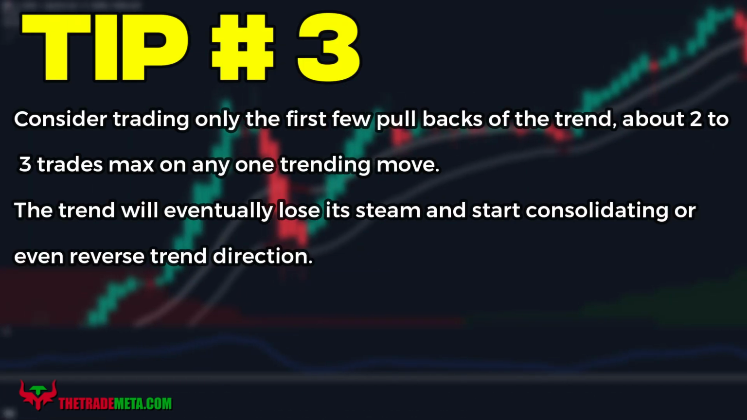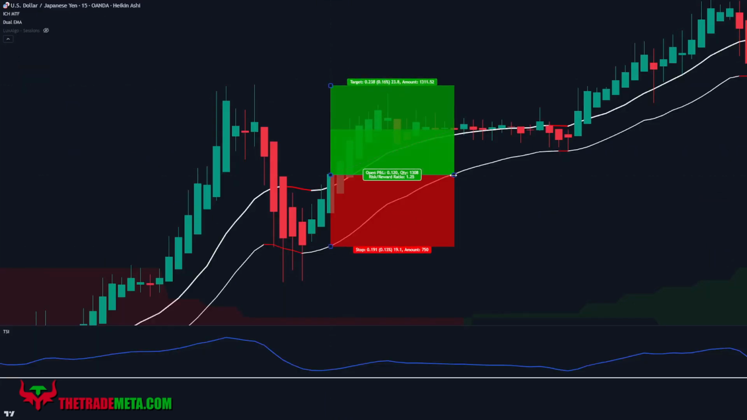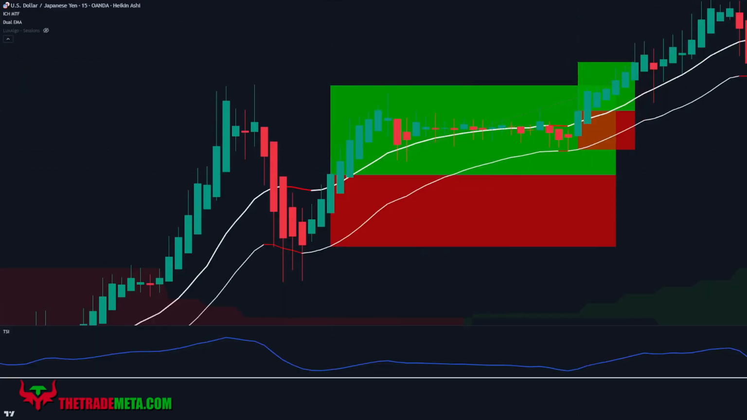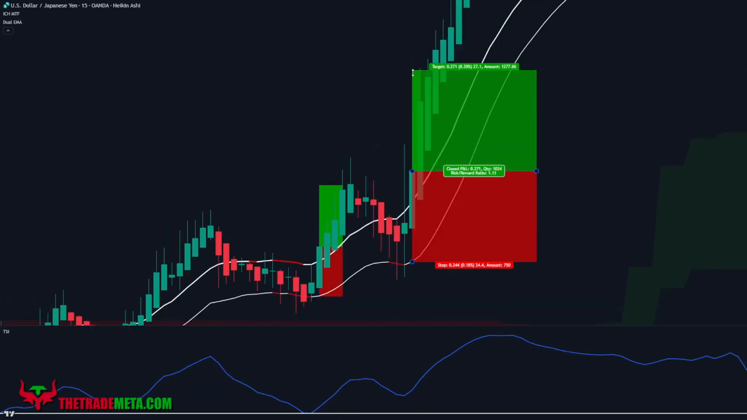And lastly, consider trading only the first few pullbacks of the trend, about 2 to 3 trades max on any one trending move. The trend will eventually lose its steam and start consolidating or even reverse trend direction.